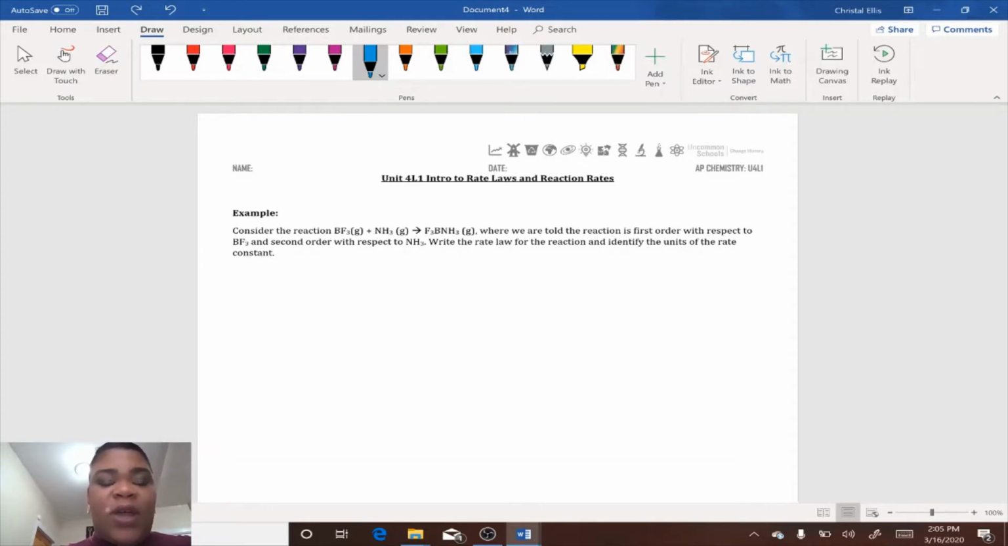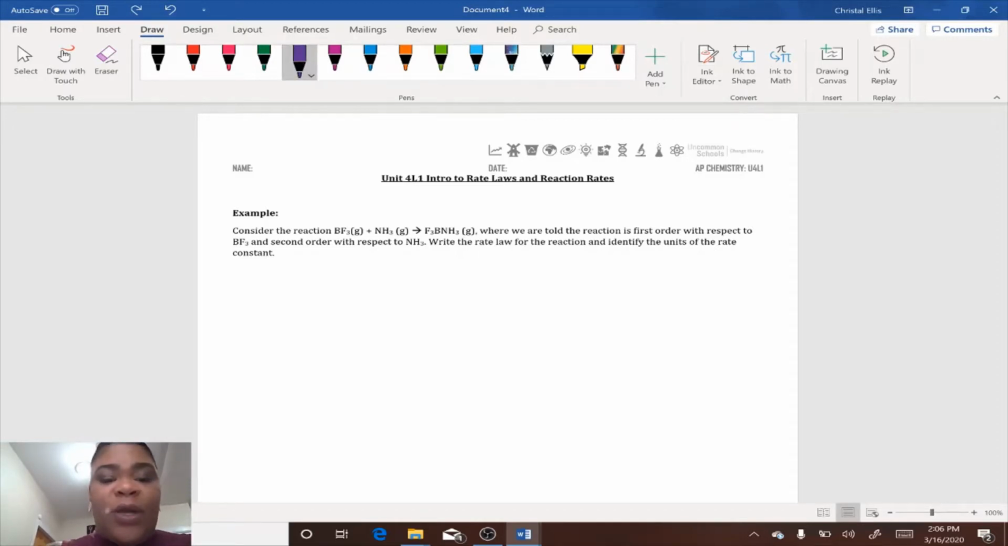It says, consider the reaction BF3 plus NH3 that goes to F3BNH3. We were told the reaction is first order with respect to BF3 and second order with respect to NH3. Write the rate law for the reaction and identify the units of the rate constant.